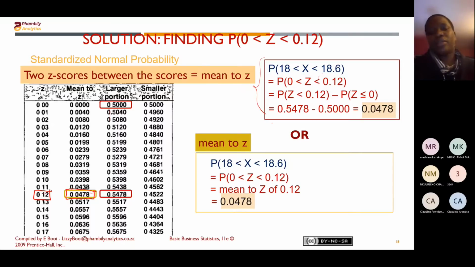Usually, when it is not a 0, then you can add the two values on the mean to Z. So you will take the probability of 0, because here the probability of 0 is 0.00, plus 0.0478, which will give you 0.0478 again. If it was another value, let's say the probability of 0.01, we will take 0.0040 plus 0.0478 to find the value that we are looking for.